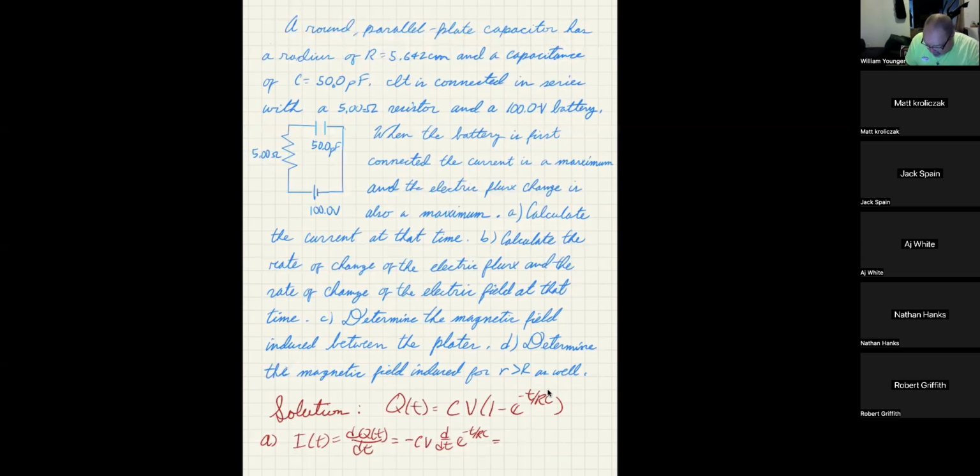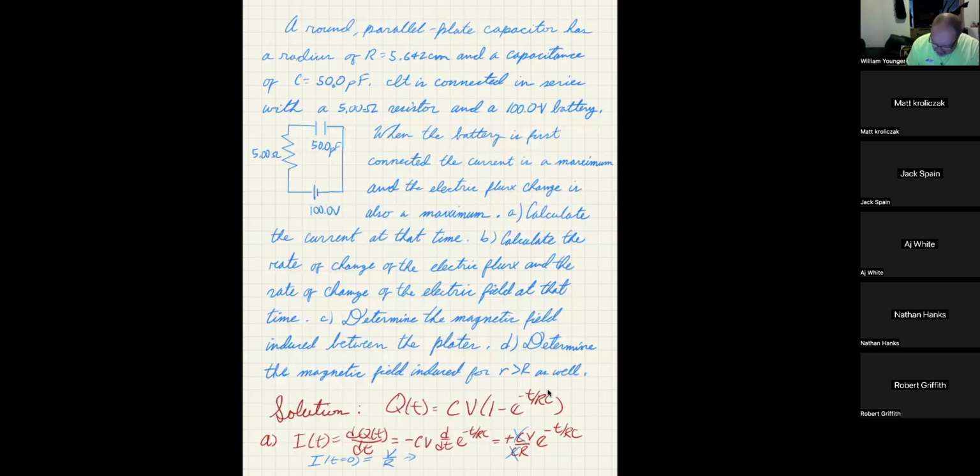So that's going to make this become a positive CV over CR, which I'm obviously changing the order of RC for reasons that you can tell. And then what's left is times e to the negative t over RC. So now you can see that the C's cancel out like that, and I just get V over R times e to the negative t over RC. So that I of t equals 0 is just V over R.